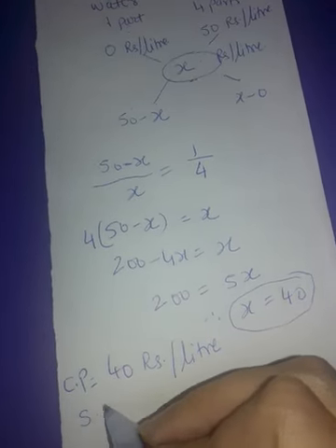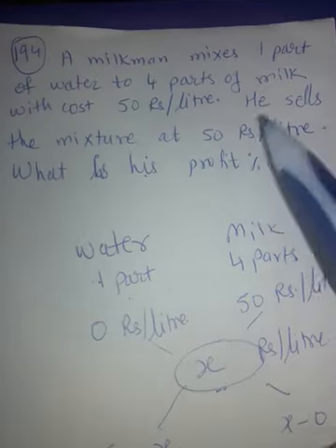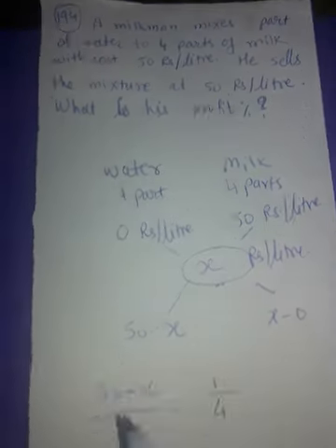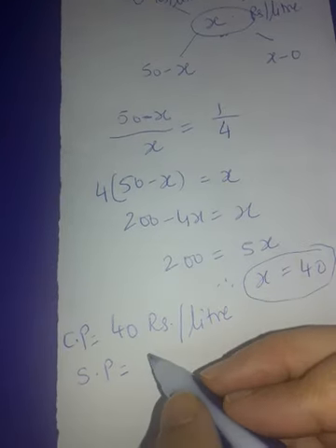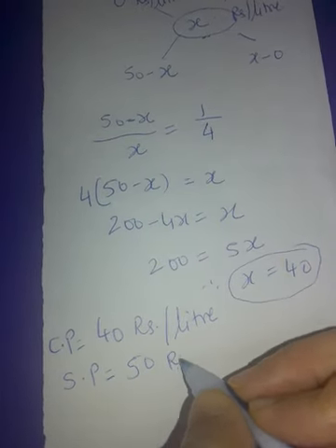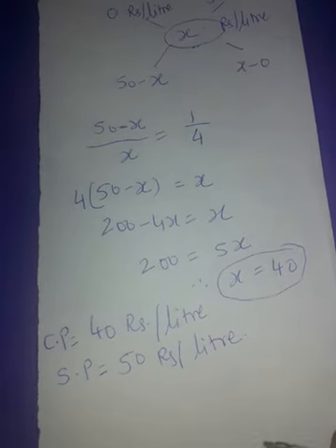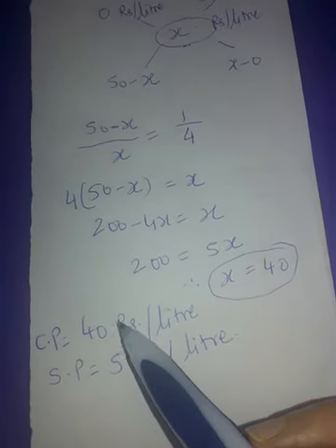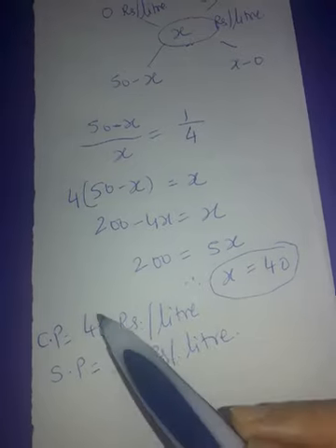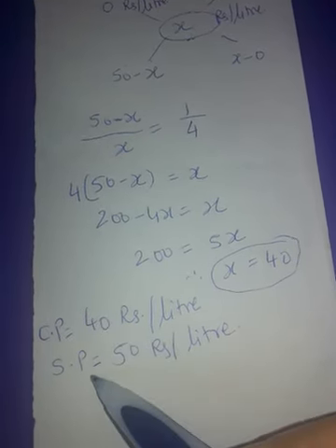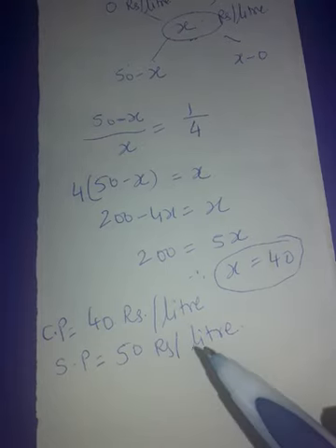Selling price is already given to me. What is selling price? They are saying he sells the mixture at 50 rupees per liter, find profit percent. How much is the profit? 40 and 50. Profit is 10 rupees. 40 is the cost price, selling price is 50. So profit is 10.